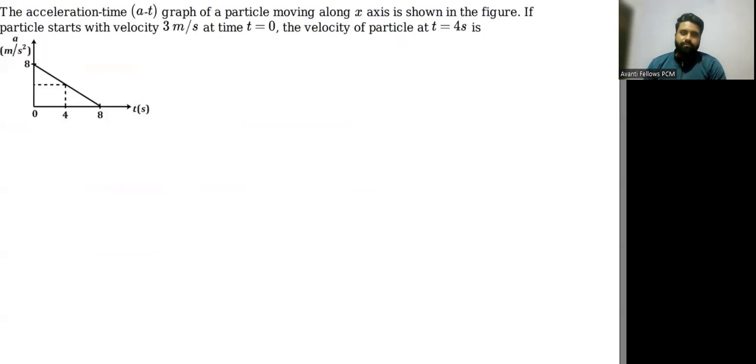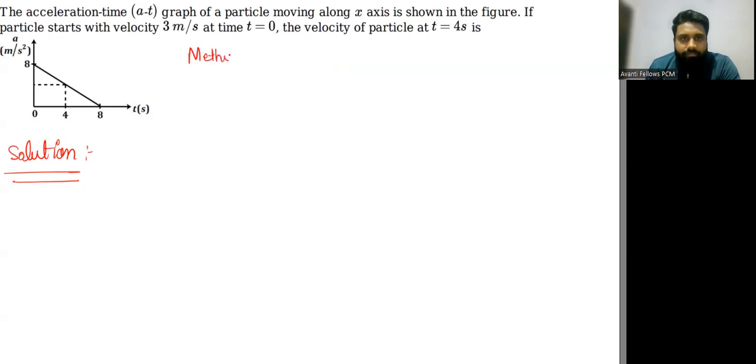Move on to the next question. This question you can do by two different methods. Okay. Just give me 10 seconds. Okay. So in this question, a graph is given. So you can do this question by graph and by integration. So firstly, we will see method number 1.